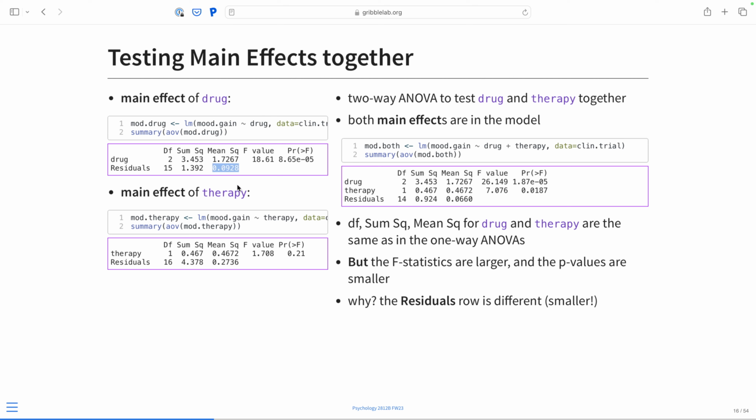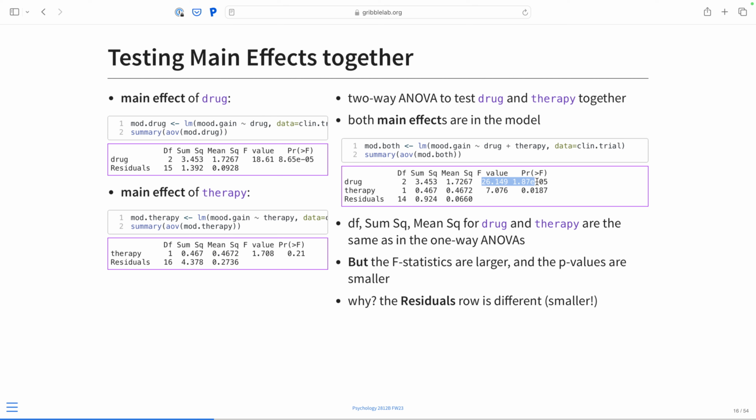What's different is the mean squared residuals. It's 0.0928 in that model, 0.2736 in that model. In the combined model, it's smaller. It's 0.0660. And that's because the sum of squares is smaller. It's smaller because we've taken a bite out of the total variance by accounting for these 2 factors. And so when you take these mean squares that are the same as over here, and you divide by a smaller mean squared residual, you get a bigger F value.